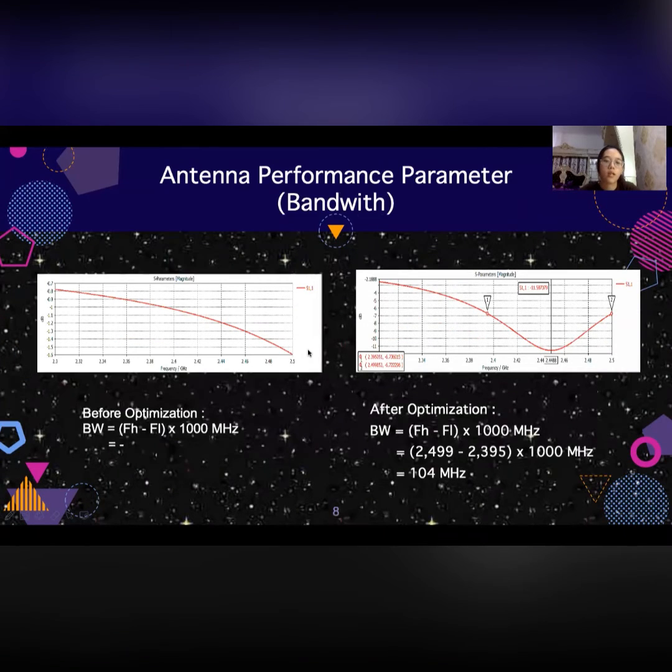Next is the bandwidth. The left one is the bandwidth before the optimizations, and the right one is the bandwidth after the optimizations. We can see that before the optimizations, the graph is really bad. I cannot see the curve of the line, so I cannot determine the bandwidth value. Meanwhile, after the optimizations, I got the curve of the line, and I can determine the bandwidth value. Using the calculation, it becomes 104 megahertz.